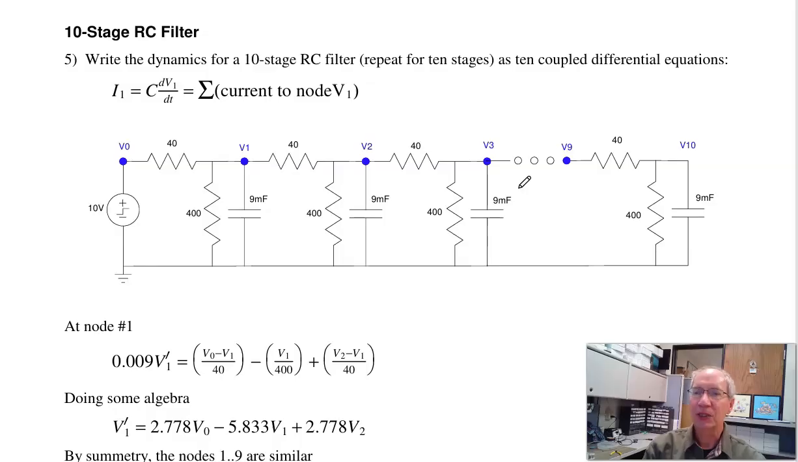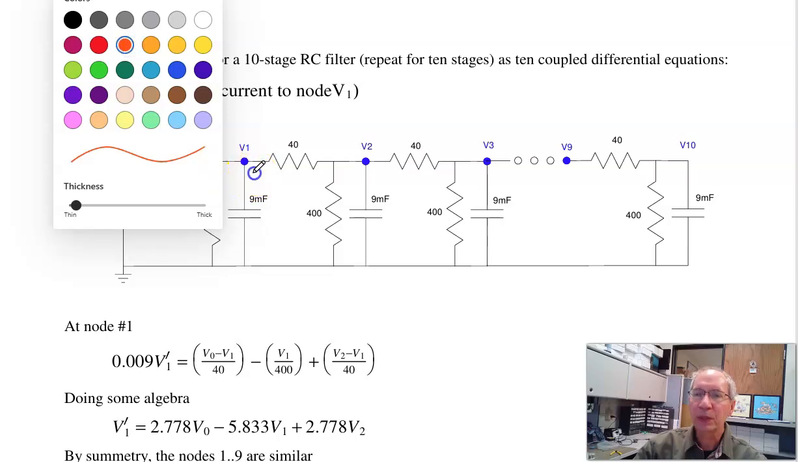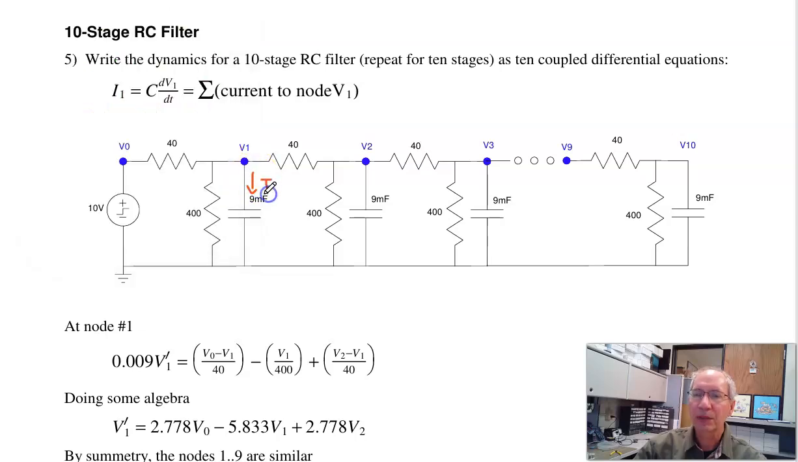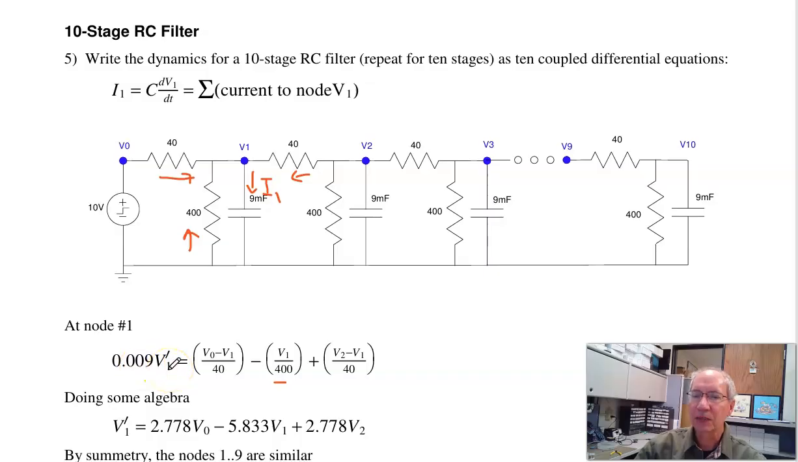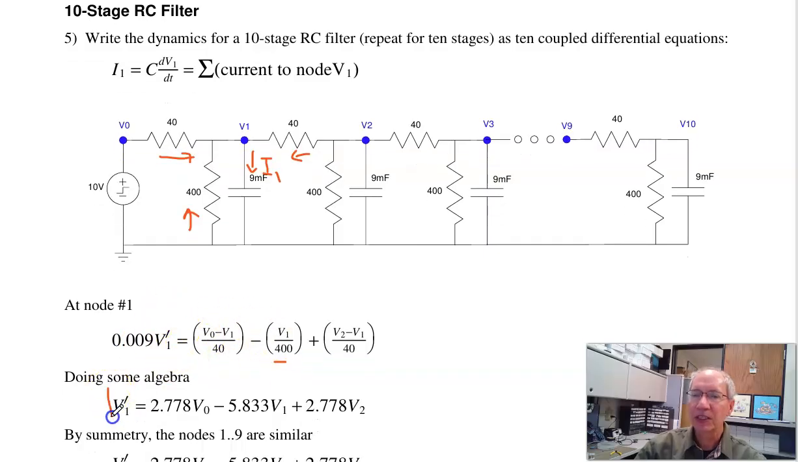Well, the first step is write the differential equations that describe it. This is actually not that bad. It's 10 coupled first-order differential equations. To see what those are, let's first find out what is the current I1. Well, I1 is the current from the left, V0 minus V1 over 40, plus the current up, 0 minus V1 over 400, plus the current from the right, V2 minus V1 over 40, that's C dV/dt. Doing some algebra, rearranging it, this is the differential equation at node 1.